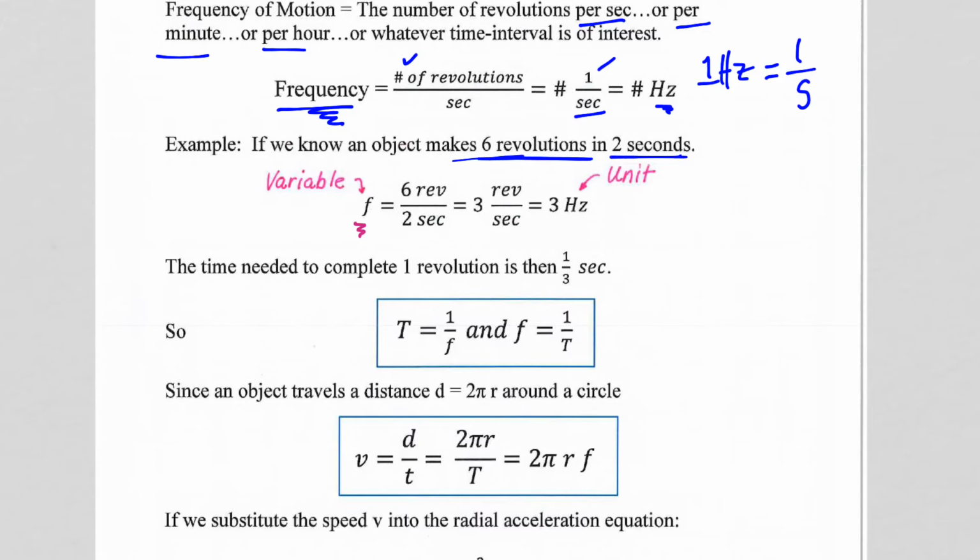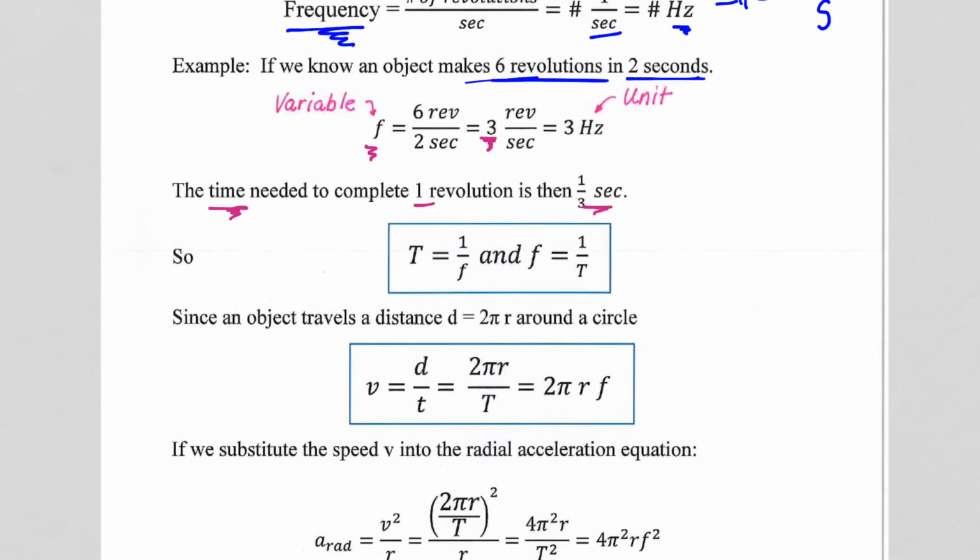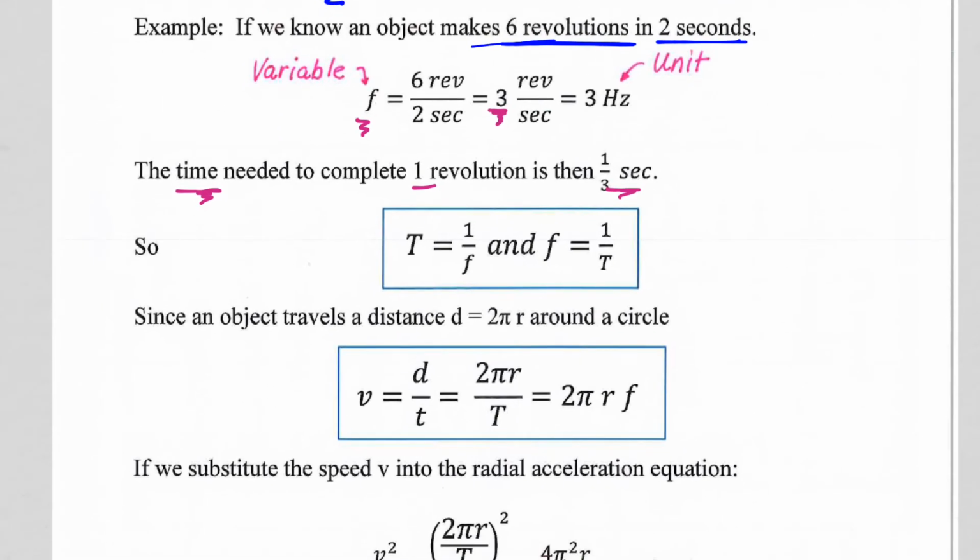Well, let's think now about the period of motion, the amount of time it took that object to go around once. Well, it made 3 revolutions every second. So that means in 1/3 of a second, it must have gone around once if it's moving at a uniform rate. So as long as you remember that period of motion and frequency of motion are inverses of each other, it does not matter whether you memorize that period is 1 over frequency or frequency is 1 over period, you get it right.